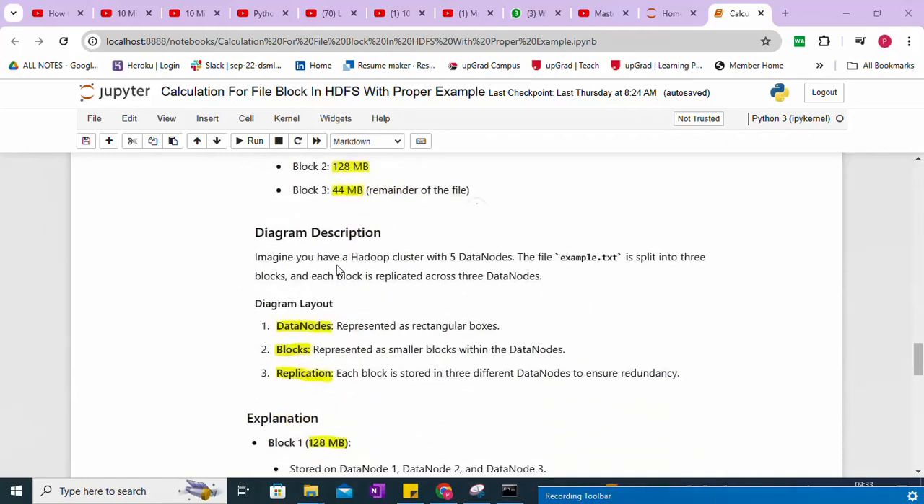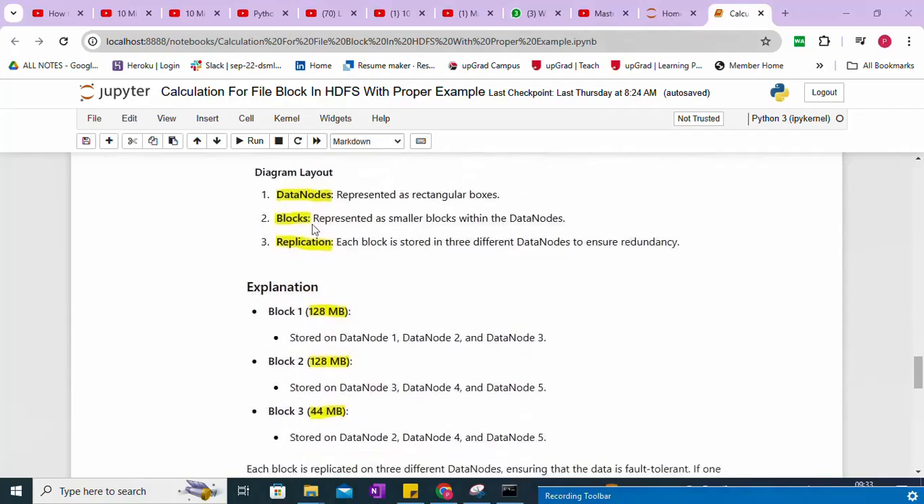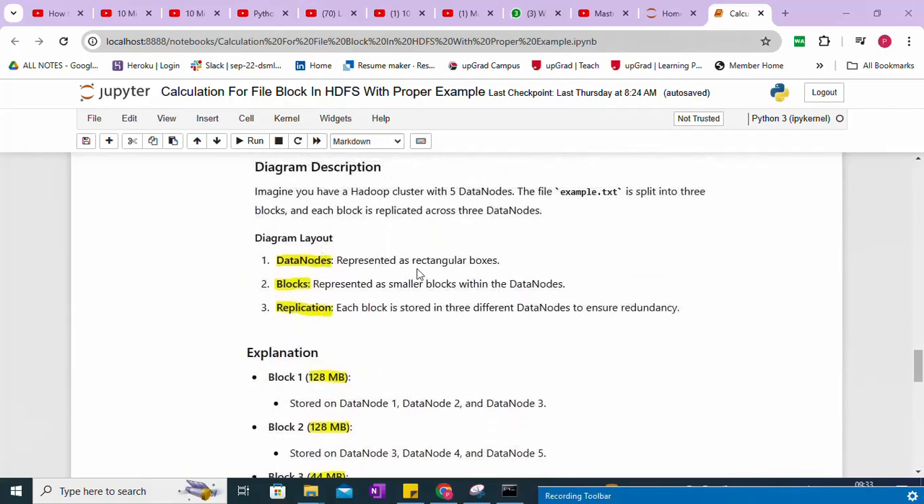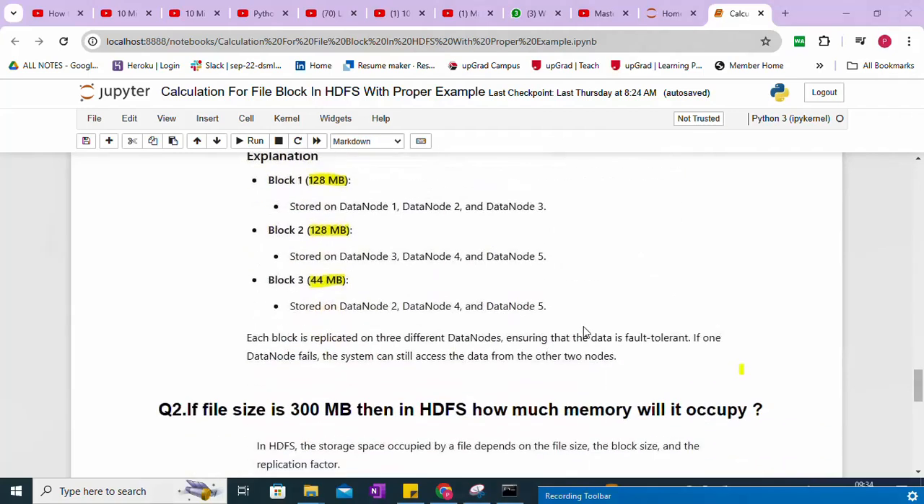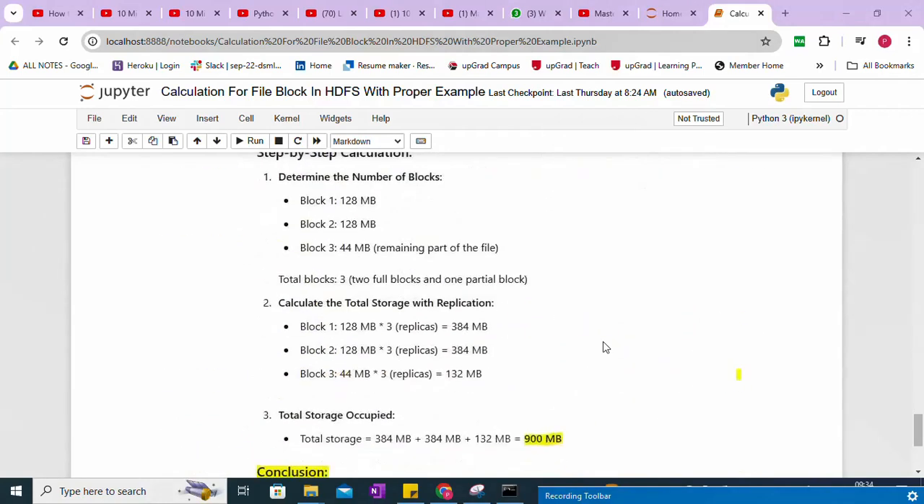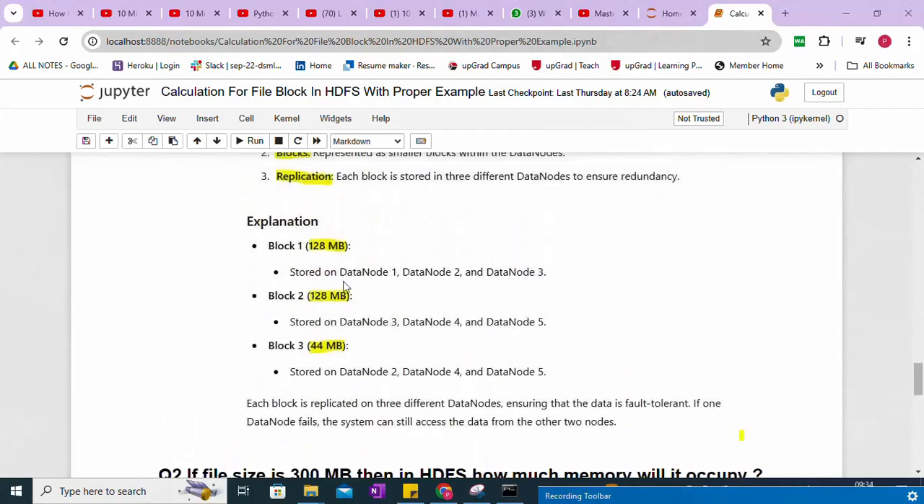You must imagine you have a Hadoop cluster with 5 data nodes. The example file is split into 3 blocks, and each block is replicated across 3 data nodes. A data node is represented as a rectangular box. A block represents a smaller block within the data node. Replication factor: each block is stored in 3 different data nodes to ensure there is no chance of data loss.